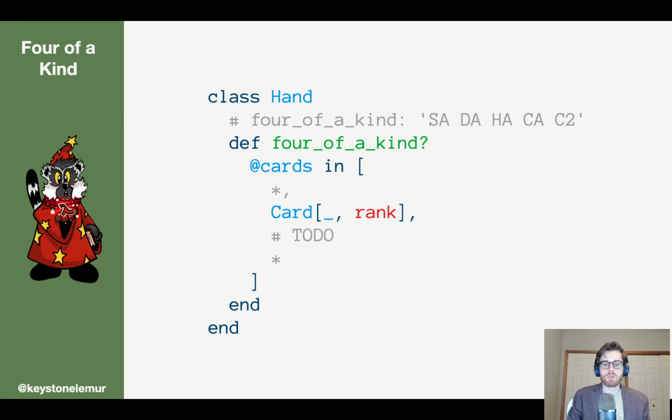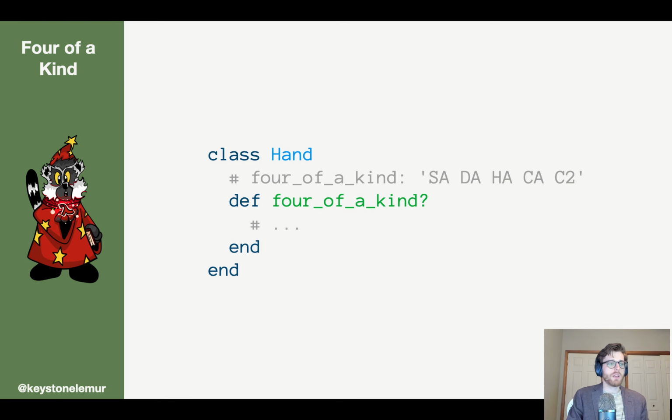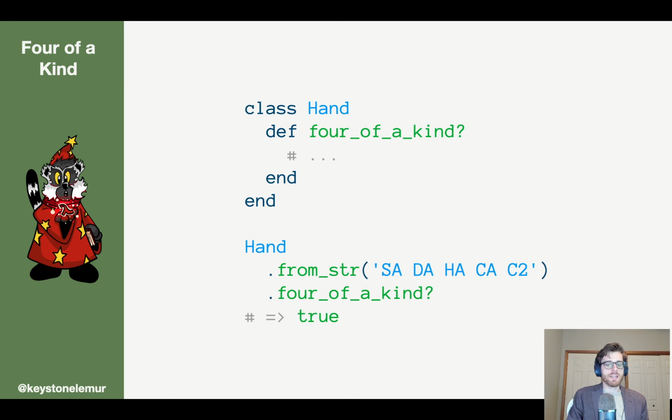Next, we want to capture the rank. You might also notice the underscore here, which, as mentioned earlier, is a placeholder for any value, but we don't care to save it as a name. We just want to know it's there. Next, we're going to pin rank, much as we did with the last few examples, meaning we expect four cards of the same rank, or four of a kind. Now, if we were to test that using our example, we can see this does indeed work.